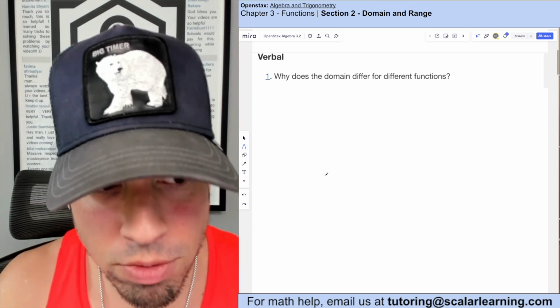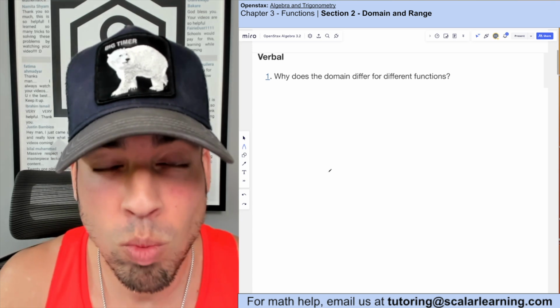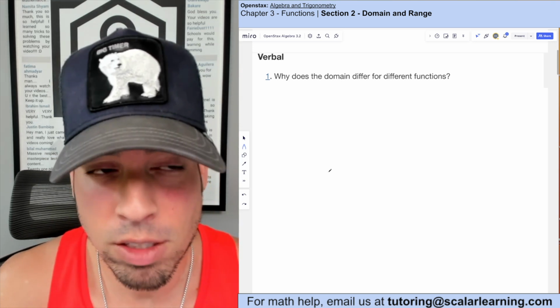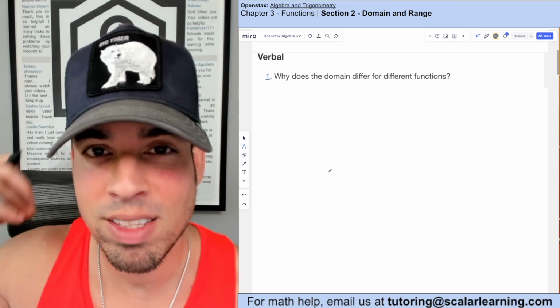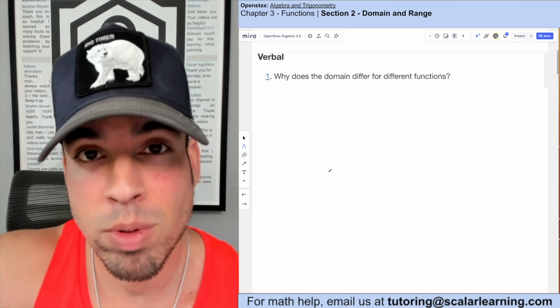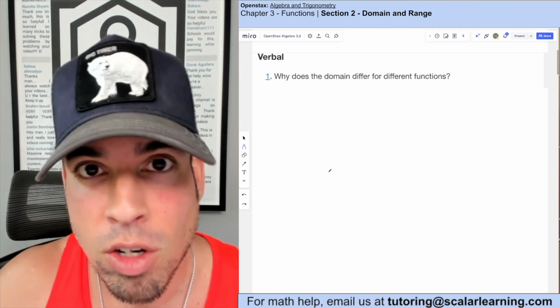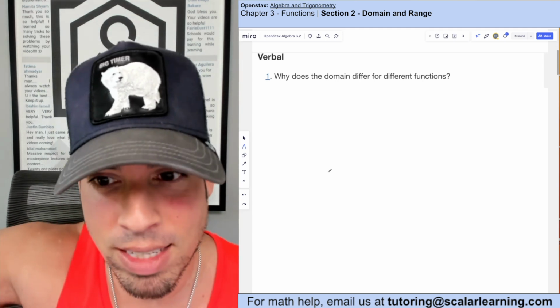Why does the domain differ for different functions? Domain really is all about what we're allowed to input for x. So normally, for most functions, we start with the assumption that you can input any value for x. Really, it's about the restrictions. What values are going to make us go into imaginary or non-existent territory?